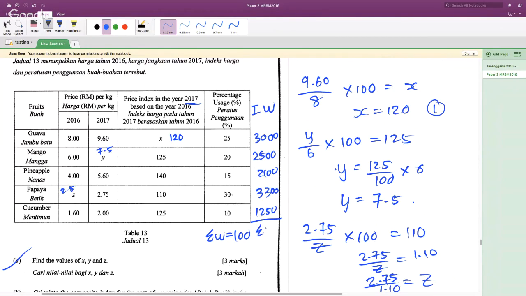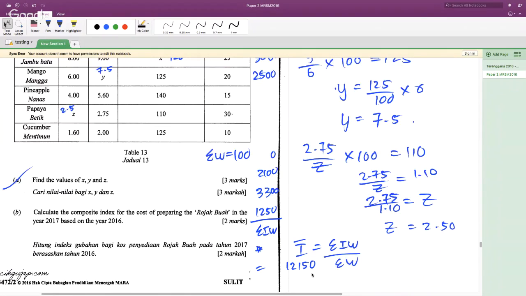This one is my sum of IW. I should get some answer here. 3,000 plus 2500 plus 2100 plus 3300 plus 1250. Okay, I will get 12150. Okay, so you know I can get my composite index easily.